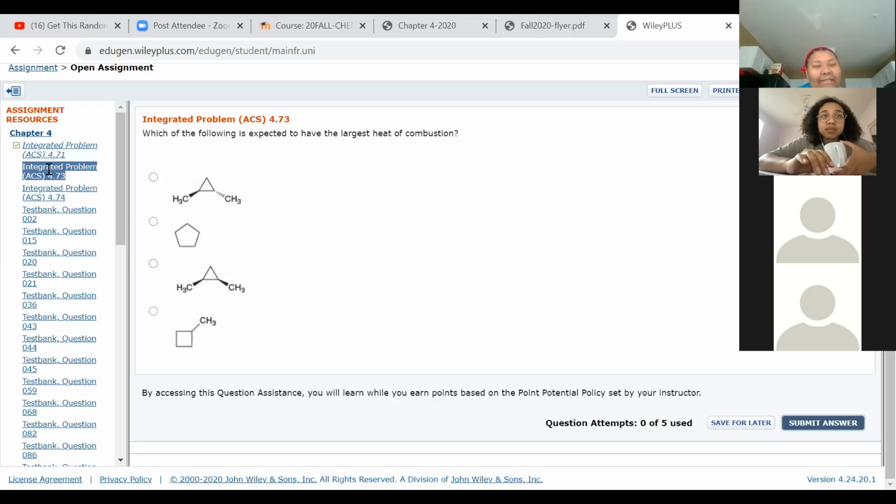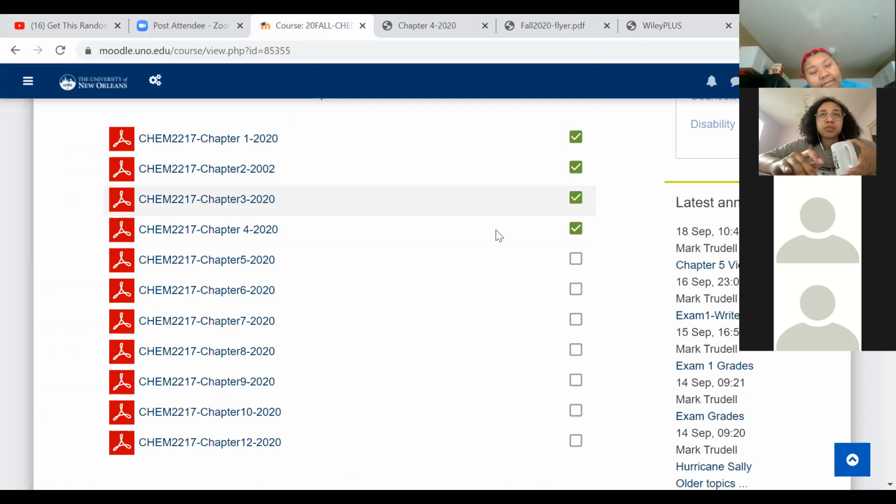Which of the following is expected to have the largest heat of combustion? Okay. Yeah, I had no idea on that. It's like boiling point, all that stuff. It takes a lot to remember. Okay. Let's go to the slide where it talks about heat of combustion.